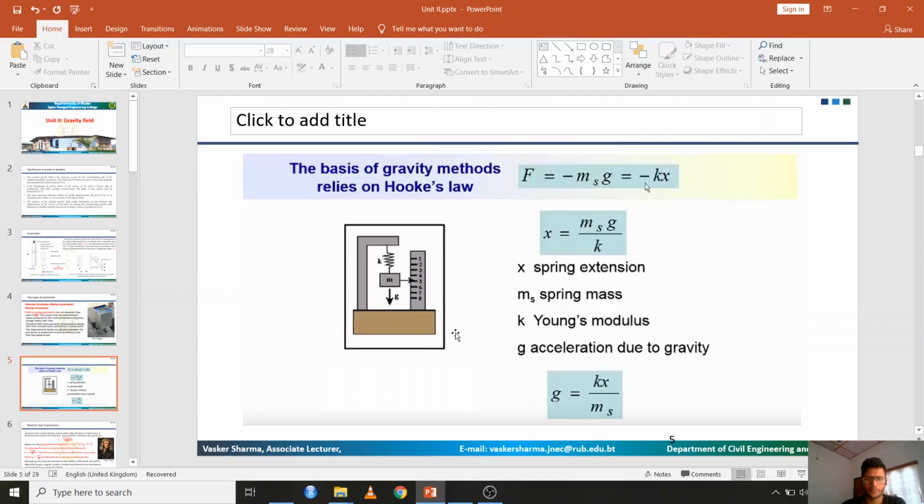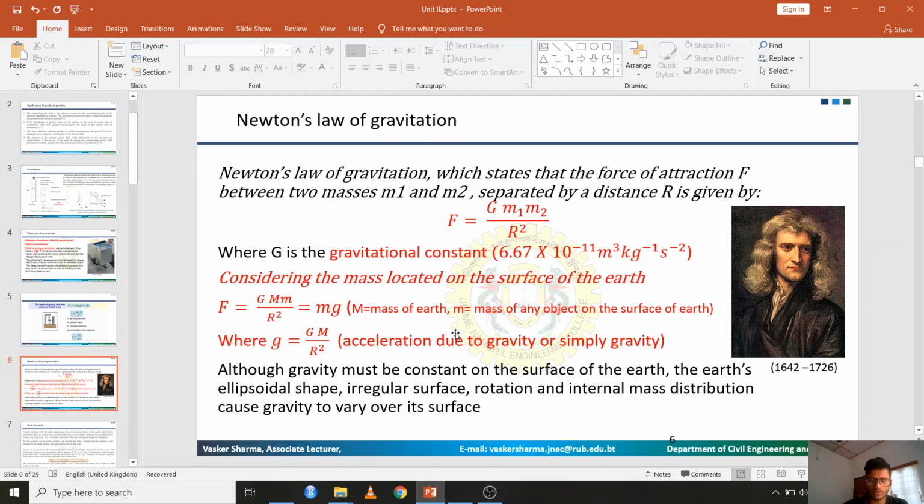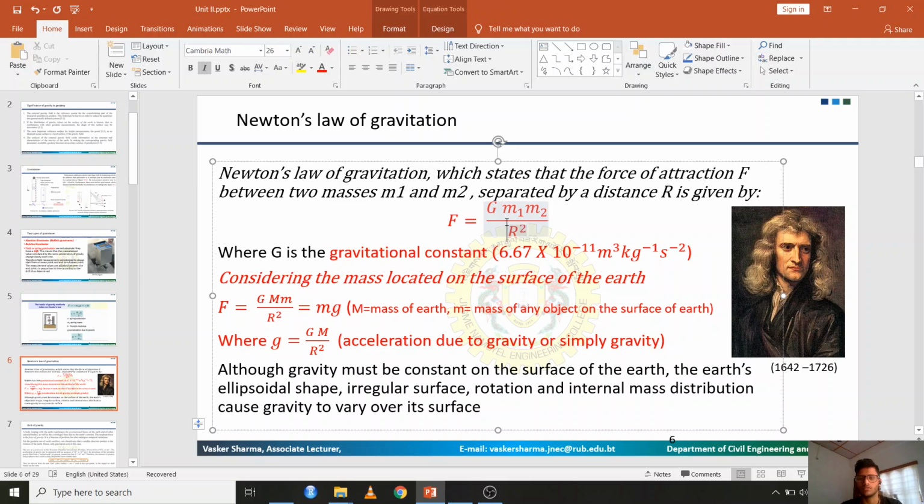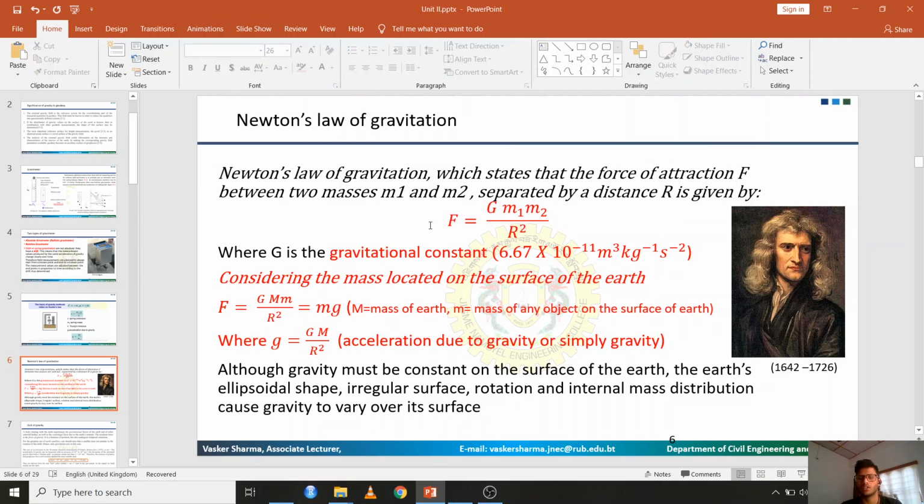Now let's see the governing forces of gravity. When we talk about gravity, it is unavoidable to talk about Newton. Newton's law of gravitation is the one he came up with. Newton states that the force of attraction between two masses, m1 and m2, is given by this law. The masses m1 and m2 can be any masses. They could be on the surface of the Earth, or celestial bodies beyond or within the solar system.